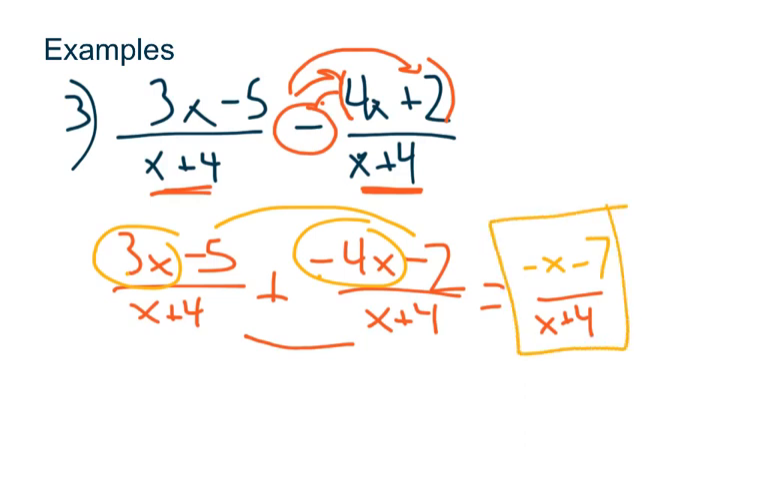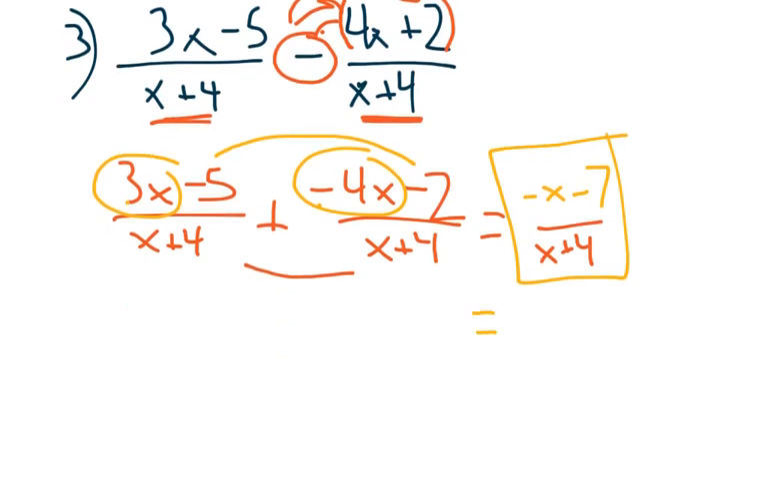Box it, walk away. Just to throw it out there, you may also see it later on as negative x plus 7 over x plus 4. That's the same thing with just the negative factored out. Sometimes people like to keep x positive and put the negative sign outside to do that. It's six of one, half a dozen of the other. It's the same, it just looks different.